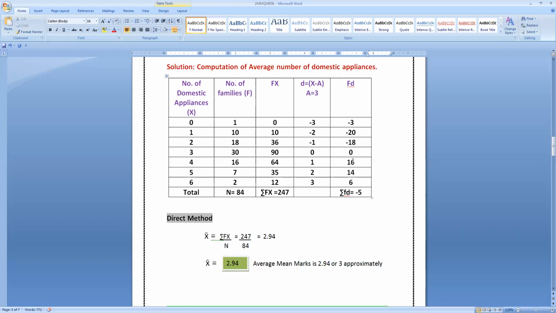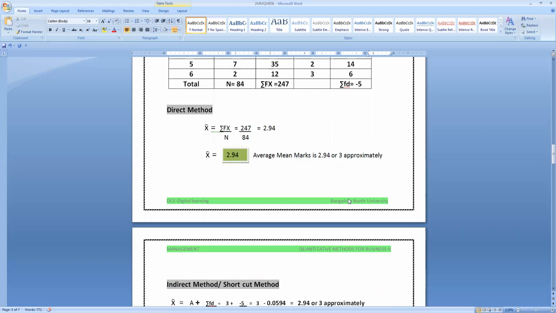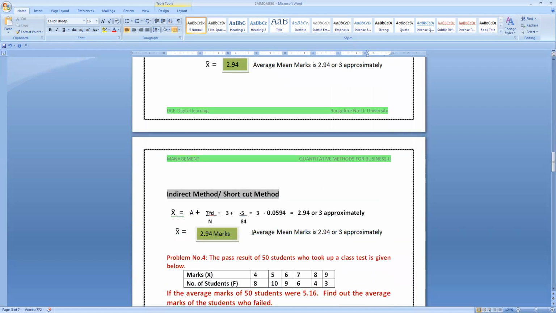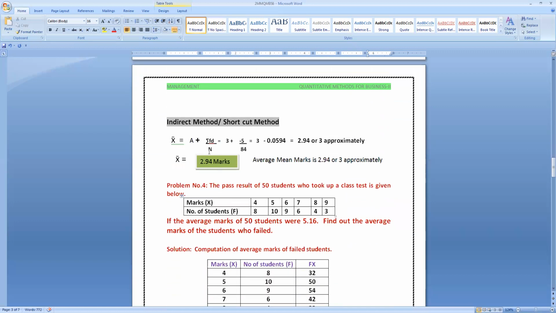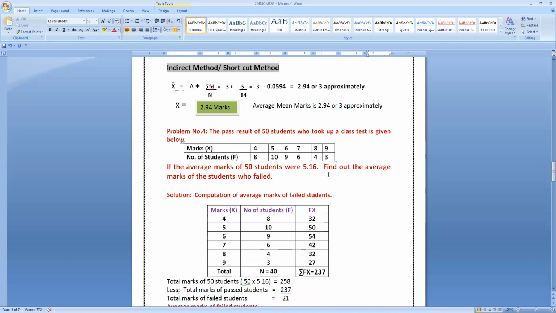Let us total all the plus values as well as the minus values. So the negative values are higher than the positive. So the difference, sigma fd or summation fd, is nothing but minus 5. The same thing has to be substituted in the formula, that is mean equals a plus sigma fd by n. 3 plus of minus 5, plus into minus will become minus here, 5 divided by 84 is nothing but 0.0594. The difference of these is 2.94, or 3 approximately. The same value we got in both methods.